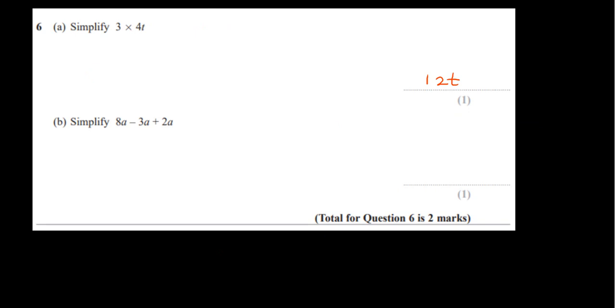Simplify 8a minus 3a plus 2a. They are all like terms. To be like terms, you need to have the same letter and the same power. So they're all a's and they have the same power. So 8a minus 3a will give you 5a. 5a plus 2a is just 7a. There's no real working out required for this 1 mark question.